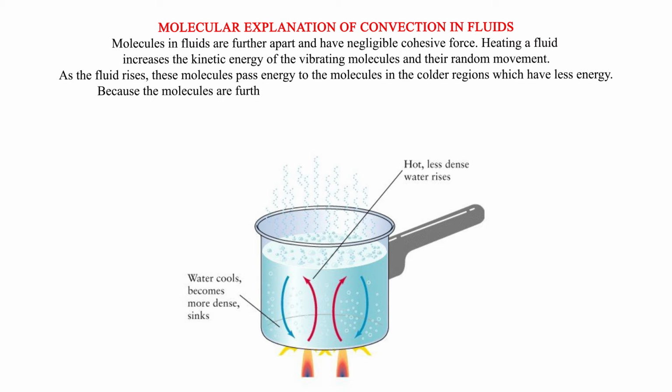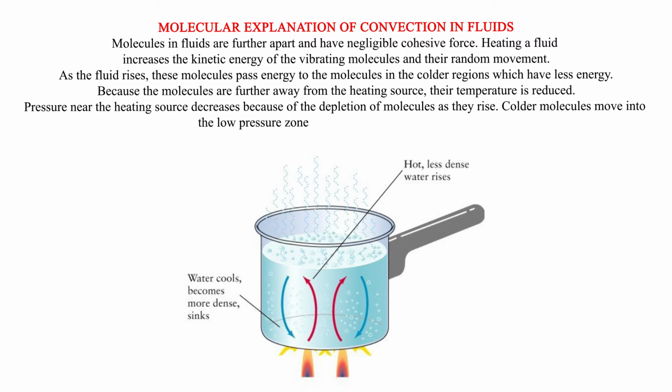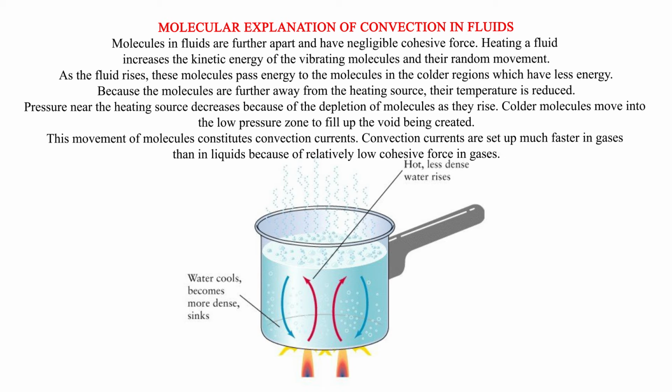Because the molecules are further away from the heating source, their temperature is reduced. Pressure near the heating source decreases because of the depletion of molecules as they rise. Colder molecules move into the low pressure zone to fill up the void being created. This movement of molecules constitutes convection currents. Convection currents are set up much faster in gases than in liquids because of relatively low cohesive force in gases.